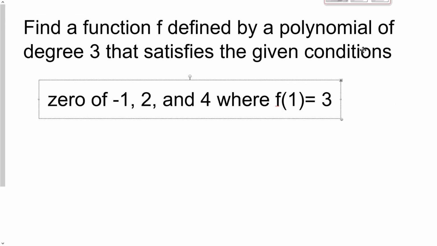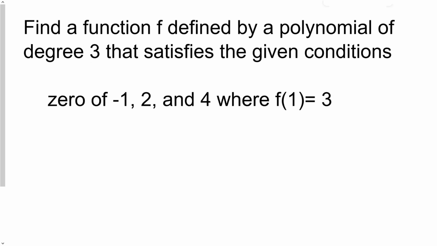Okay, so here is an example of using that, because if we have whatever degree it is, we know we have that many zeros. So we can kind of go in reverse. If we know what those zeros are, if I have 3 zeros, then I know it's a degree 3. So we're asked to write a function of degree 3 that satisfies this condition. So here we have our 3 zeros, and then we have f of 1 equals 3.